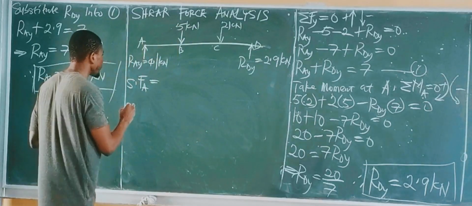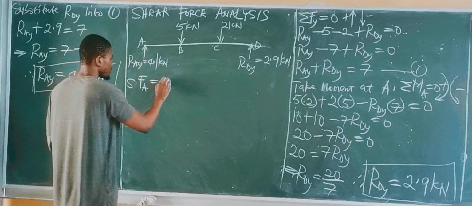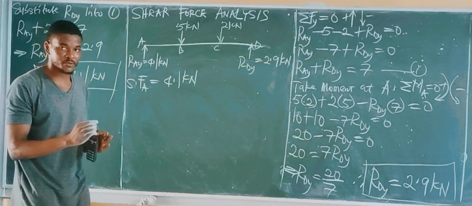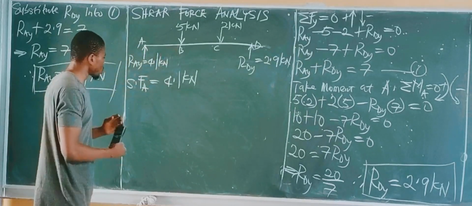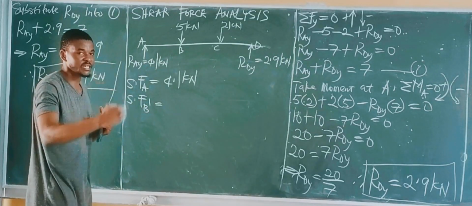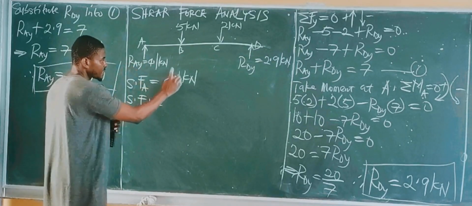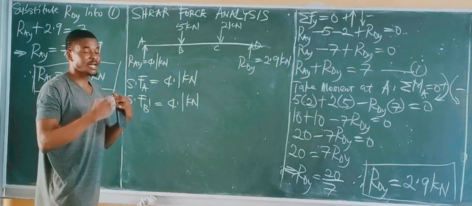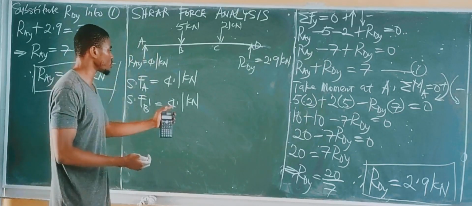So shear force at A, SFA, is simply what? It is RAY, and it's pointing upwards, so it's positive. You simply have 4.1 kilonewtons. So this is the shear force at point A. Now, this same shear force moves from point A down to point B. So we have shear force at point B prime, which means initially this same force moves from point A to point B, so it is still the same intensity, 4.1 kilonewtons.